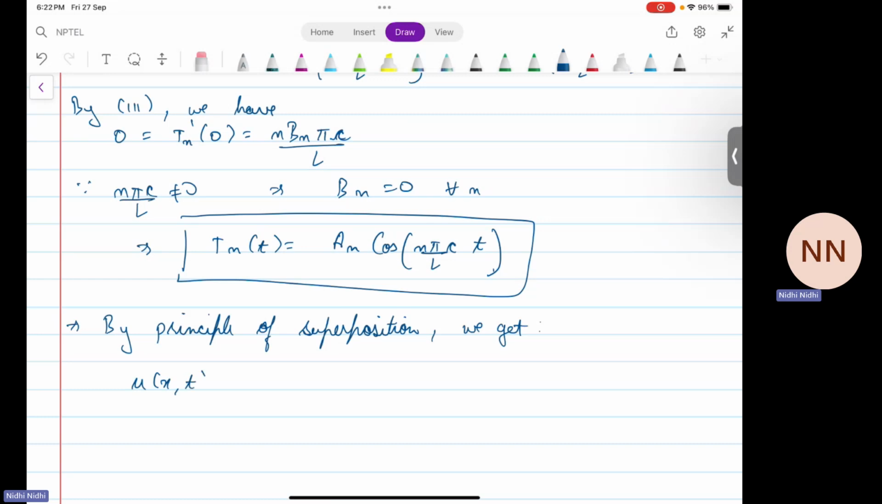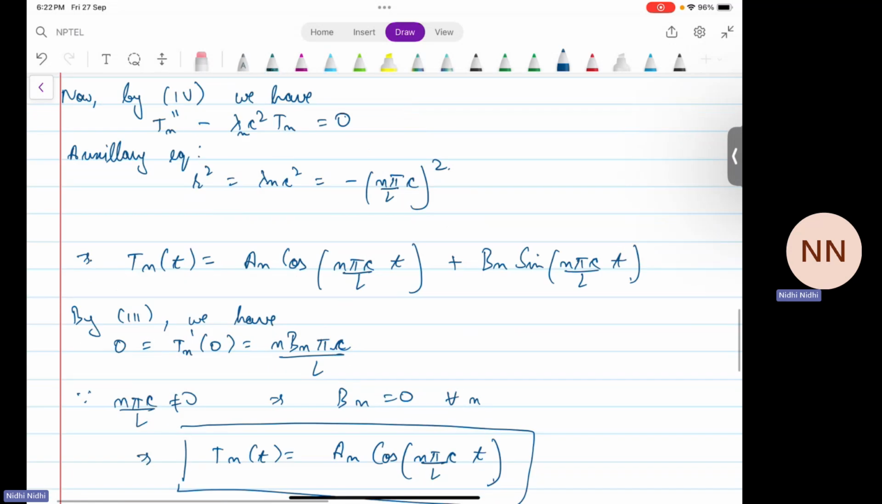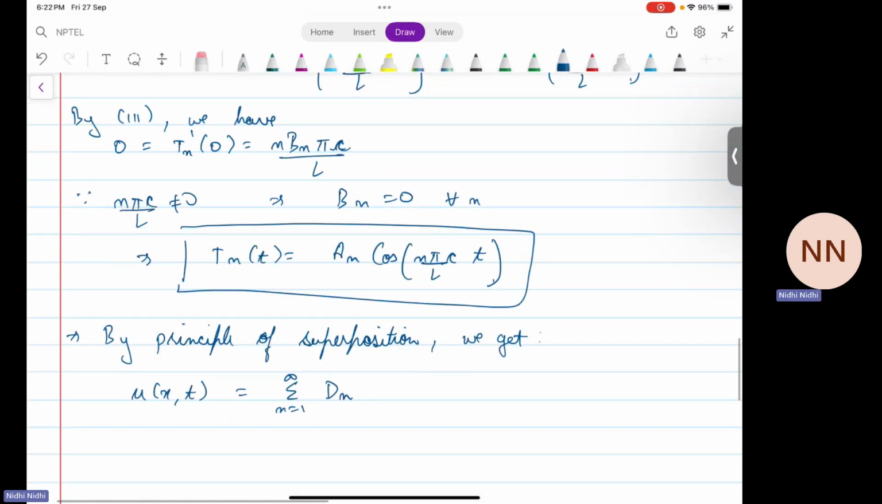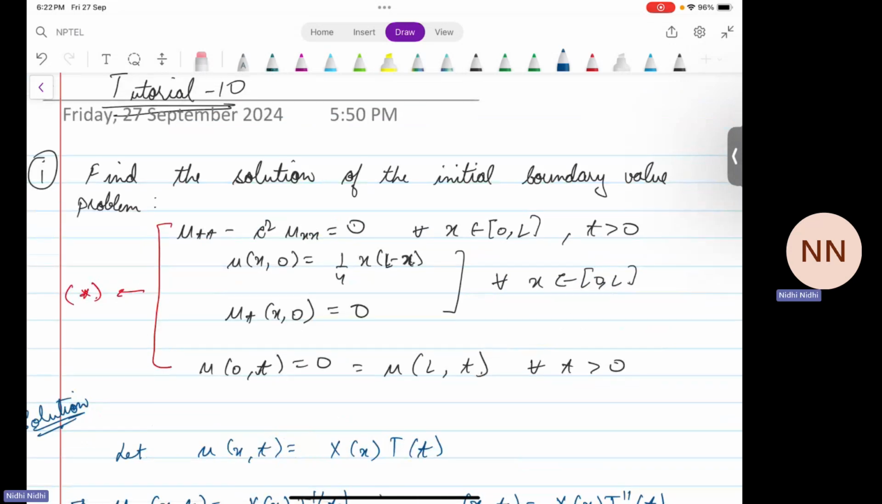u(x,t) is equal to the summation n from 1 to infinity. We'll take some other constant dn, which is just an times cn, sin(nπx/L) times cos(nπct/L). So till now we have used the three boundary conditions that we were provided. We haven't used the first one, u(x,0) equals some function of x. So let's use that.